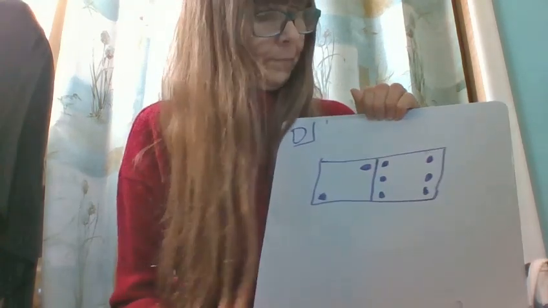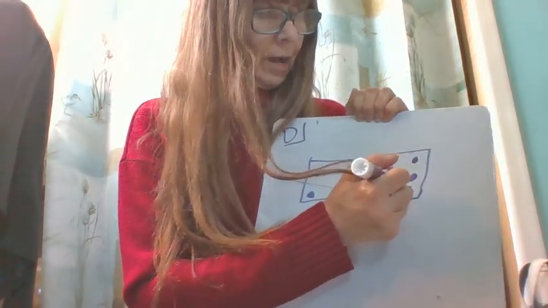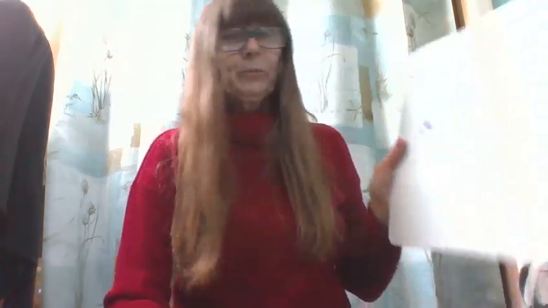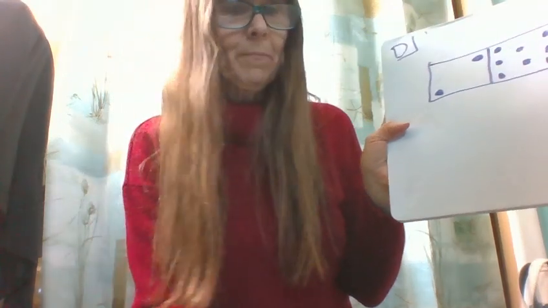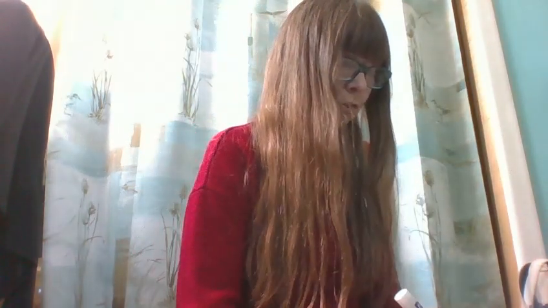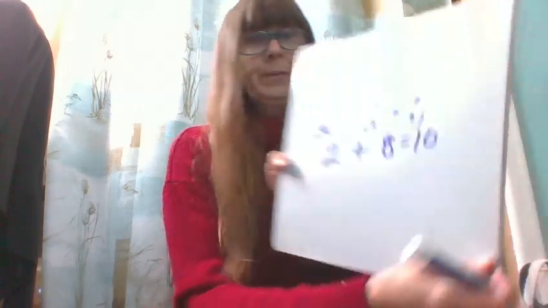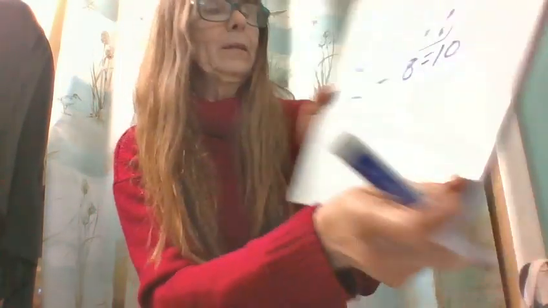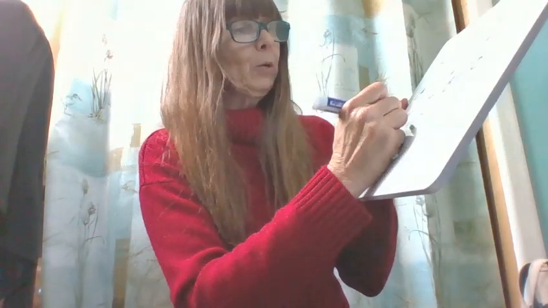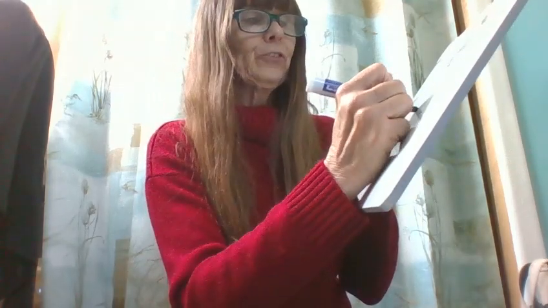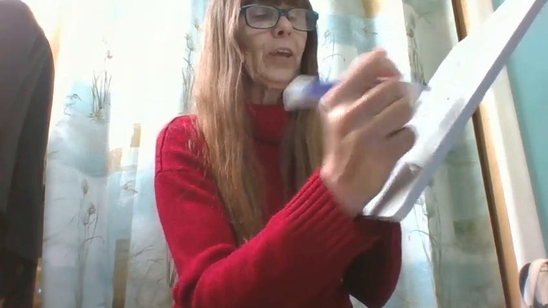6 dots and 2 more dots makes 8. So what you're going to do now is make your equations from that. Okay? So we're going to have 2 plus 8 equals 10. Like that. We're going to flip the domino over, and we have 8 plus 2 equals 10.